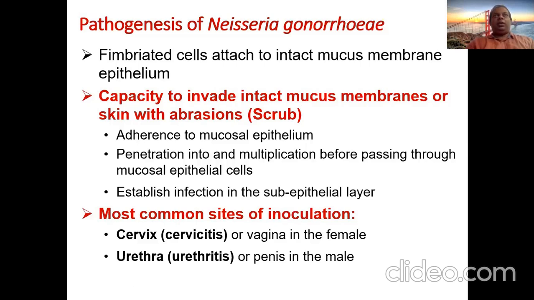With the minor trauma of sexual contact, once the reservoir is infected, that particular organism easily reaches the female or, the other way, infects the male mucosa. It tends to adhere, penetrate and multiply before passing through the mucosal epithelial cells, and establishes infection in the subepithelial layer. At the same time, it has IgA proteases. With the presence of IgA proteases, it causes disruption of the mucosal IgA. That's how it occurs.